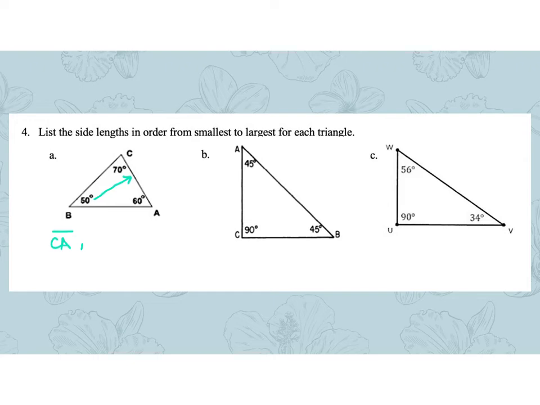Next, I want to find the middle angle, 60, and I'm going to draw an arrow across to its opposite side. Side CB will be my middle side. And last, I will find my largest angle, 70, and draw an arrow across to the opposite side. Side AB is my longest side.